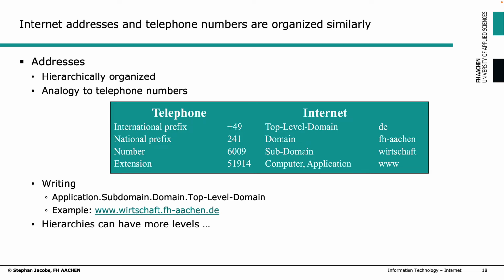And that's actually the same when it comes to the internet. We have a top-level domain, .de for Germany, which is assigned by one central organization, namely the ICANN. Within Germany, then the DENIC, another organization, hands out domains within the .de top-level domain. So you have to apply for it, you have to register your domain, and then you can get it. Within this domain, somebody at the FH Aachen decided about the subdomain Wirtschaft, business, and within our department, somebody decided to go for the address www, which is then a third-level domain address, fourth-level domain address. And hierarchies can have even more levels.